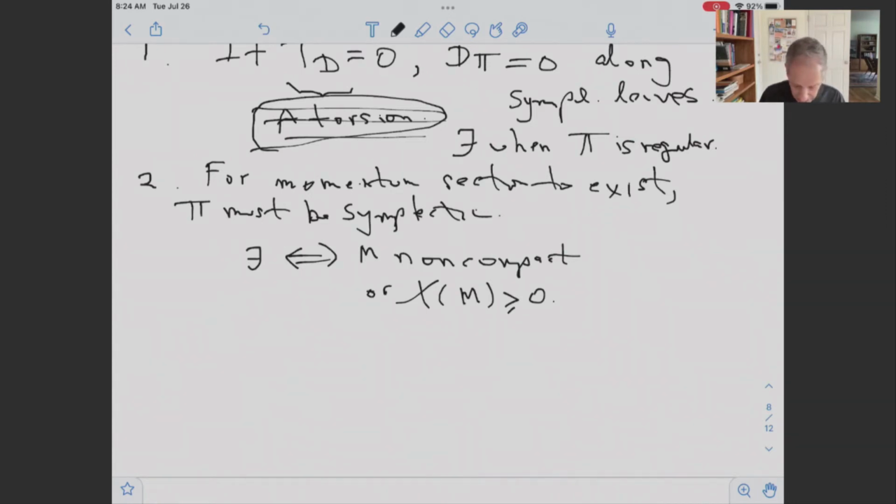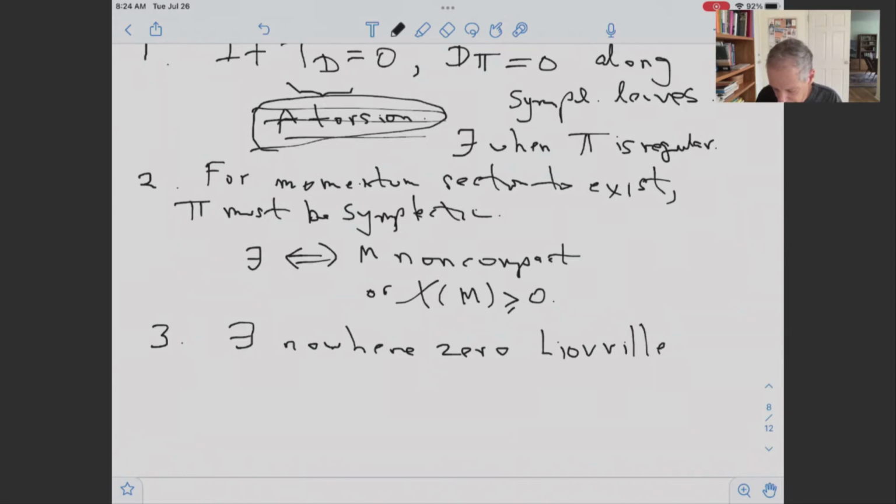Okay, and the third condition, and again, we must be in the symplectic case, there is a nowhere zero Liouville vector field. And equivalently, we need to have a nowhere zero primitive.